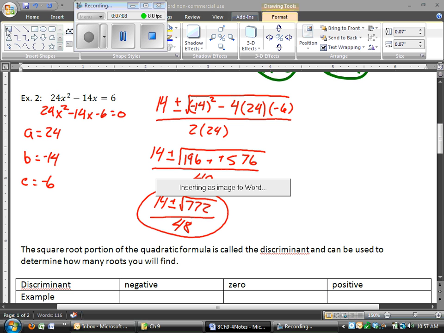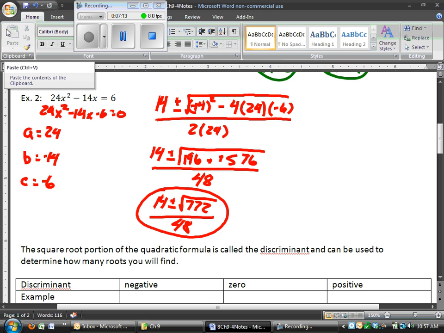If we were to take the square root, we get 27.7. That's rounded, and so it automatically makes our answer incorrect because it's rounded. So just leave it as 14 plus or minus square root of 772 over 48. Okay? Later in high school, you're going to learn how to simplify that a little bit more. But for right now, that's as good as we need to get.